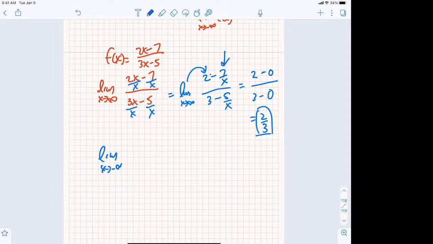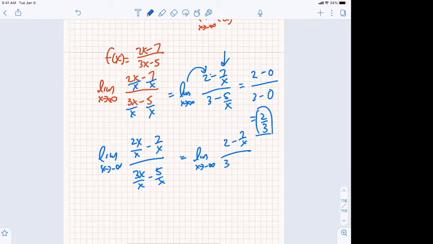In this case, no. Because you have 2x over x, minus 7 over x, and 3x over x, minus 5 over x. That's still going to be the same thing. When x reaches negative infinity, you get 2 minus 7 over x, over 3 minus 5 over x. This part's still going to 0, this part's still going to 0, so it's still 2 over 3. In this case, both limits are the same. Are you going to get a case where the limits are different? Absolutely, sometimes. But in this case, no.